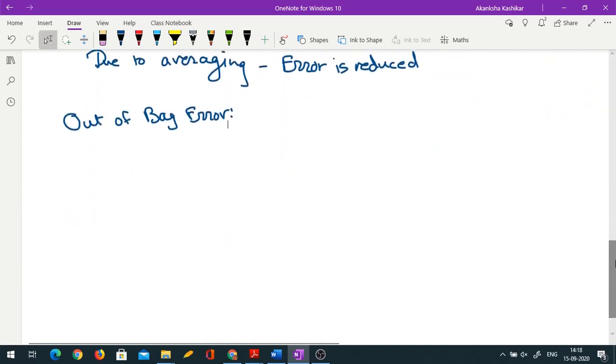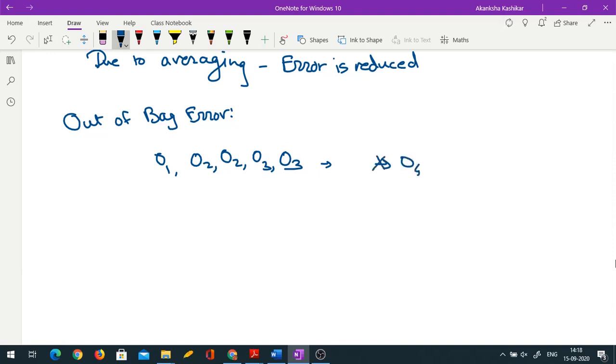What is meant by out of bag error? Suppose I have only 5 observations and my bootstrap sample ends up being this. It means that my sample does not include O4 and O5. My bootstrap sample contains only O1, O2, O3. So when I fit a model to this bootstrap sample, my model is actually not based on these two, even though it is a model fitted to the training data.